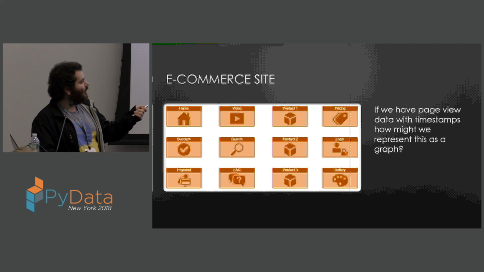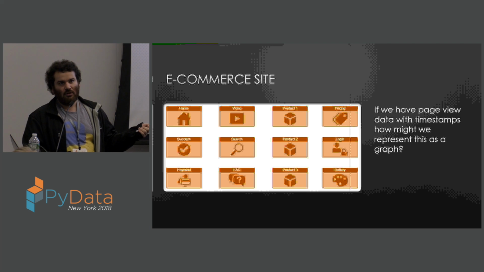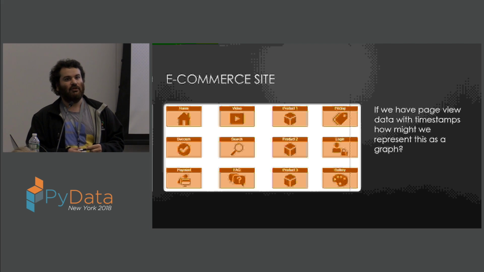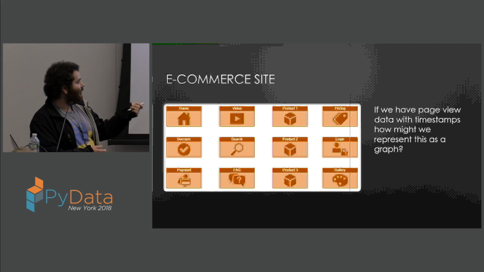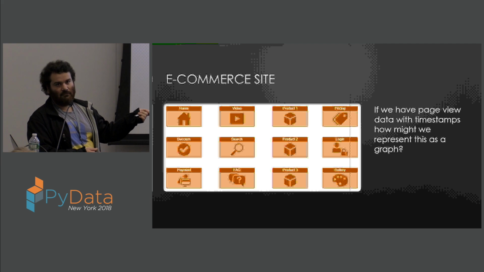So if we were thinking about what information we might want to store on the edges, we could look at the time between a user visiting the pages, right? If we had a timestamp for a user on home and a timestamp for a user on login, we could look at the difference and map that as a weight on the edge.